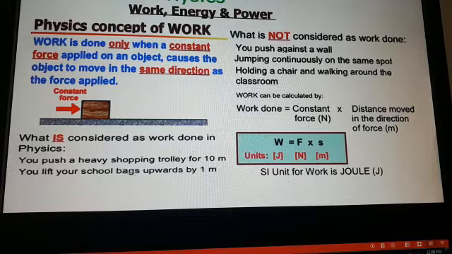When you push a heavy shopping trolley for 10 meters, or you lift your school bag upward by 1 meter, all these are examples of work done. In these cases, we have to say that work is done.